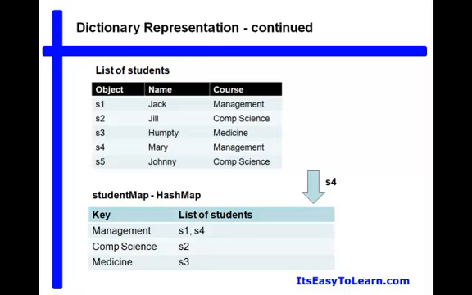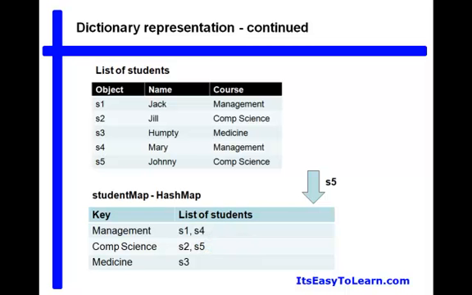Next we come to the object 5, Johnny, who again is in computer science. Does computer science exist in this map? Yes, we already have computer science. So what we do is we get the value for this key, which is a list of students containing only S2 till now, and then we add S5 as well.